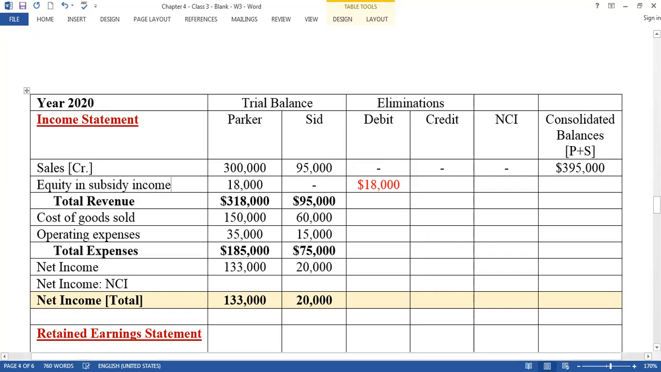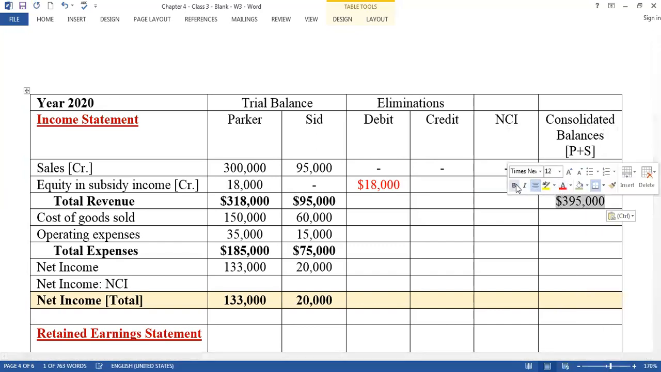We know that equity income also has a normal balance of credit. Now this is $18,000 credit, and we have $18,000 debit. So what is the meaning of debit and credit? Negative, right? So it is 0. So what is the total revenue? Now total revenue is $195,000. This is the total revenue.